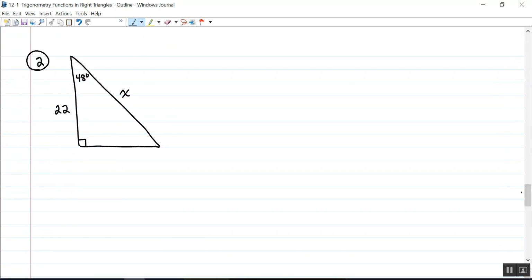Second example here, I have a 48-degree angle, one side that is 22, and my hypotenuse is x. So in relation to this 48-degree angle, 22 is adjacent, x is my hypotenuse, and the trig function that uses adjacent and hypotenuse is cosine. So I'm going to set this up. Cosine of 48 is equal to the adjacent, which is 22, over the hypotenuse, which is x.